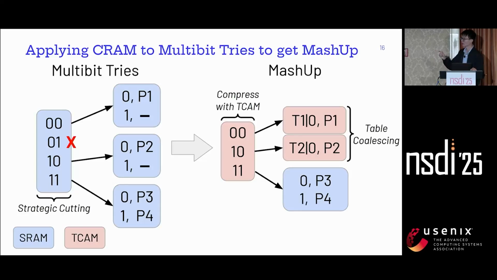So for every node you weigh, is it better to use TCAM or SRAM? Compress with TCAM or expand to SRAM? You do that for every node, and at the end of that process, you get basically a hybridized trie, where it's a mixture of CAM and RAM nodes. And as a final optimization step, you combine the small nodes together to minimize waste.